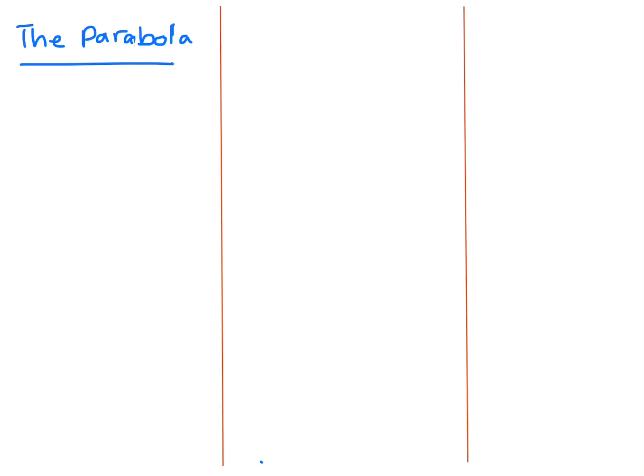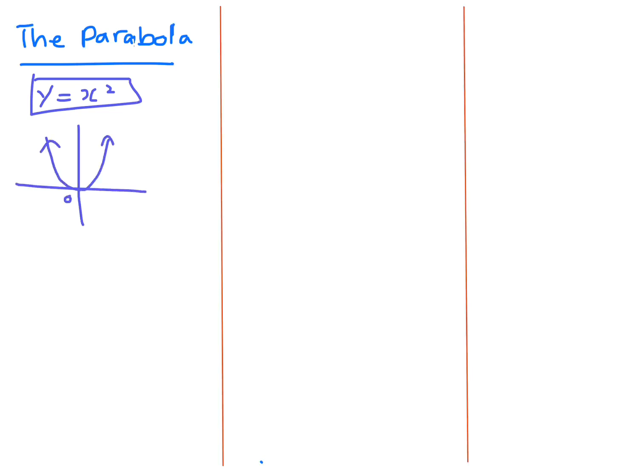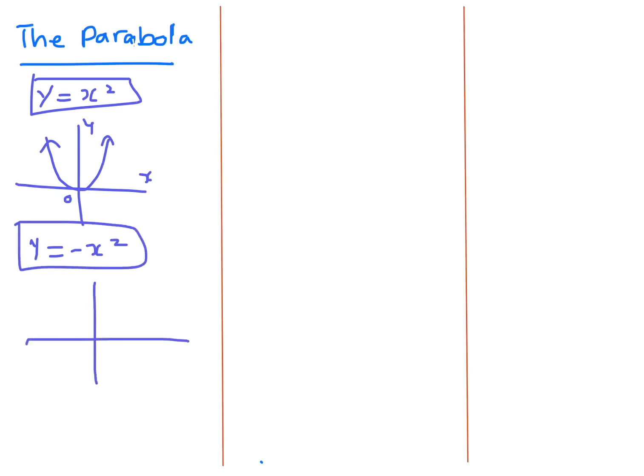Okay, so I just want to do a quick run through with the parabola. The basic equation of a parabola is y equals x squared, and the basic shape for that is like a smiley face. When you put a minus in front, the effect is it will flip it upside down.